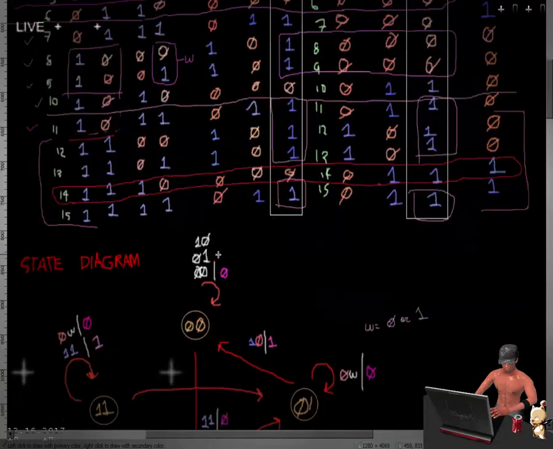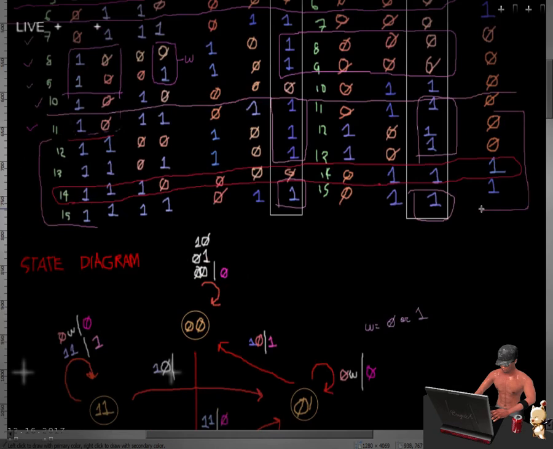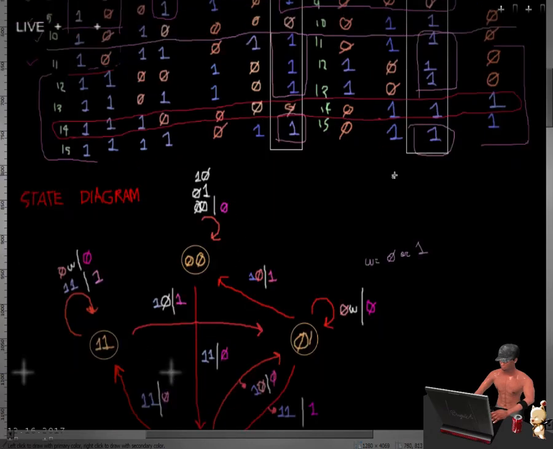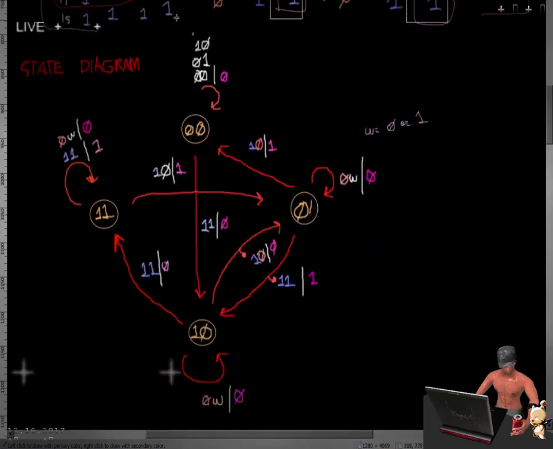And the input was what? Input is 1, 0. Okay, input was 1, 0. Actually, we can build the circuit now because it's easy to draw. But okay, so the input was 1, 0, and then the output is 1. There you go, and it's going from the state of 1, 1 to 0, 1.